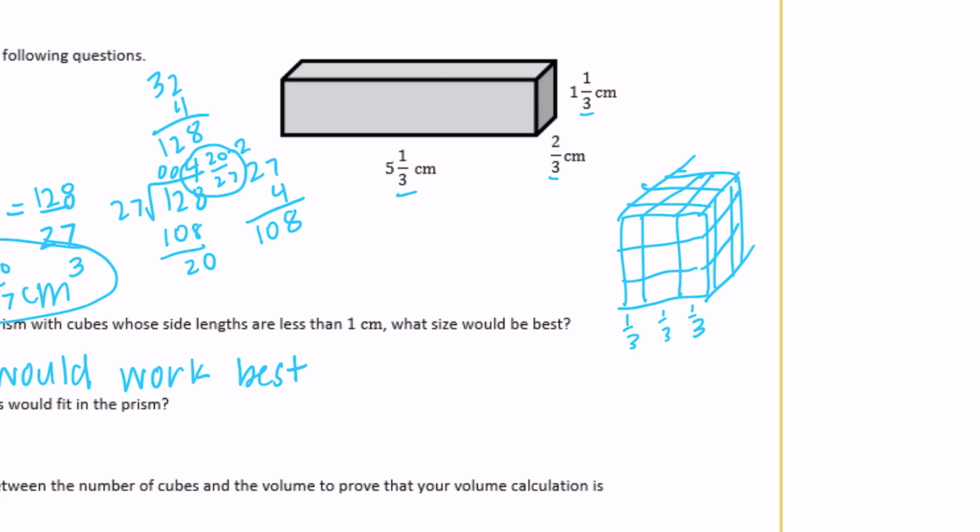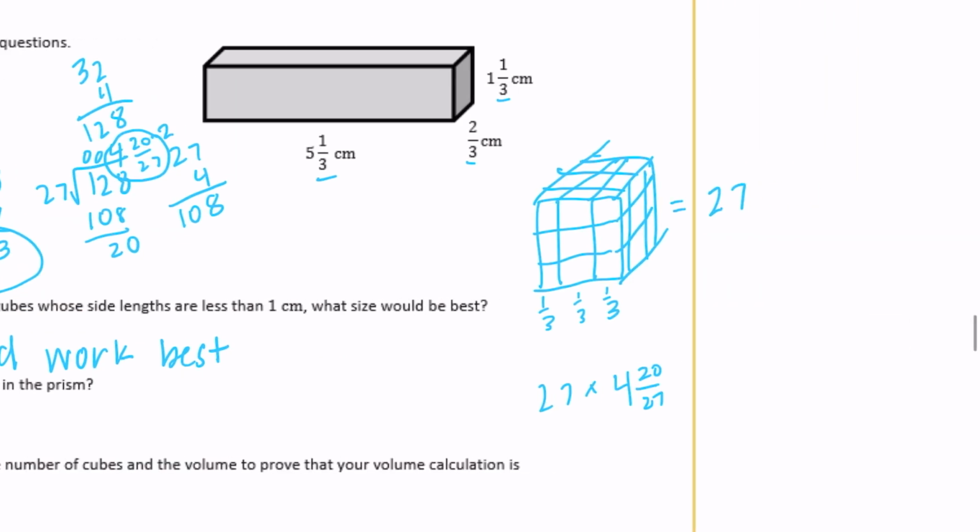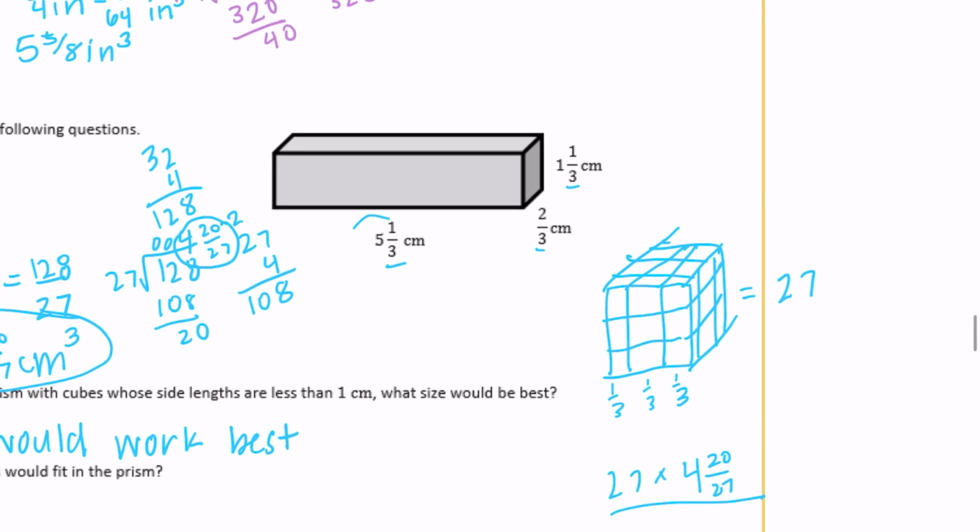So there's 9 in the front, 9 in the middle, and 9 in the back. So we have 27 mini cubes in 1 cubic unit. So how many cubes would fit in the prism? We can do 27 times 4 and 20/27ths, but that's not really a problem I want to do. It doesn't look very fun to solve. So I'm going to take these and break it into thirds.